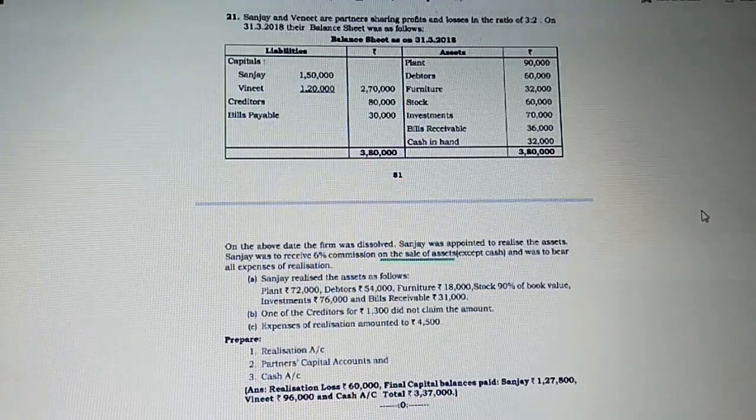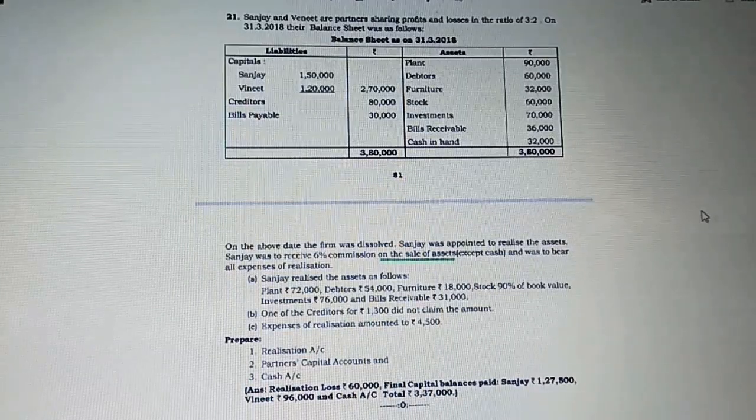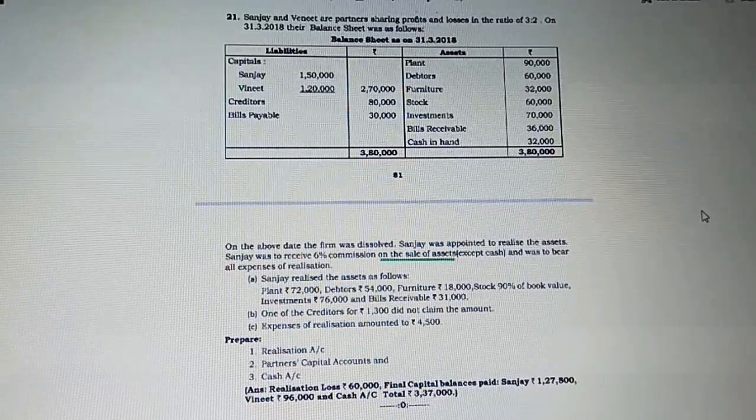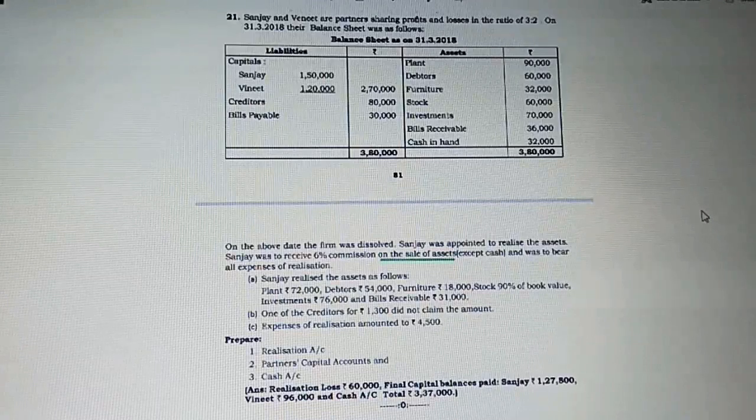Hi students, in this video we are going to see exercise 21, the last exercise of this chapter, Dissolution of a Partner. So let us observe the question. Sanjay and Vineet are partners sharing profit and losses in the ratio of 3:2. On 31st March 2018, the balance sheet was as follows. Assets are given, liabilities are given. So I don't think that we have complex items here. It's very simple. Let us go for the adjustment.